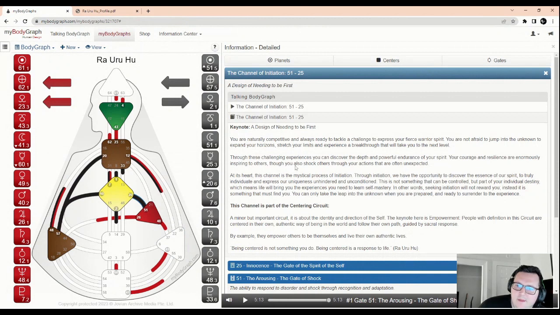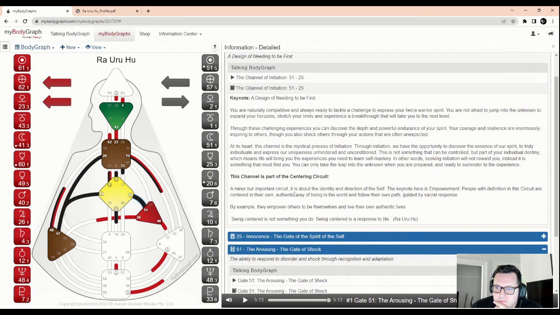So the self focus is a really important aspect for him, and it's directly connected to his willpower, ego, material wealth kind of energy. So this makes him very competitive and always ready to tackle challenge. He's not afraid to jump into the unknown and expand his horizons, stretch his limits, and experience a breakthrough that'll take him to the next level. It's the mystical process of initiation. So that's this channel right here.